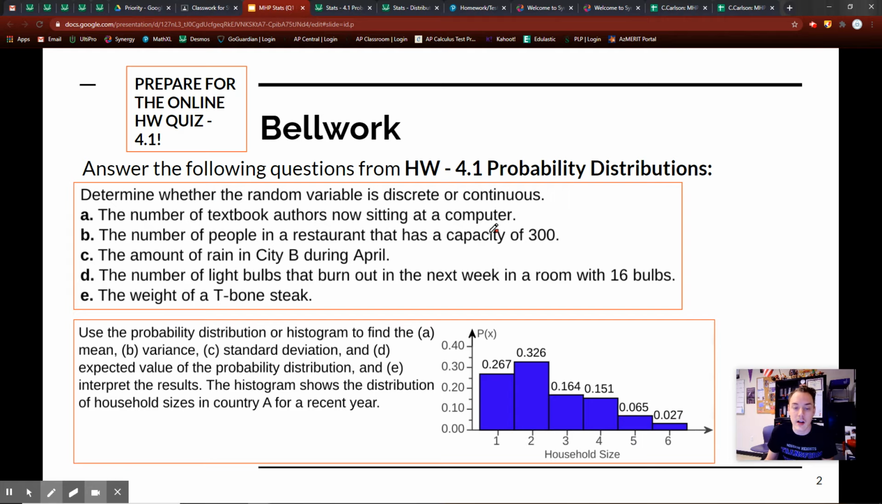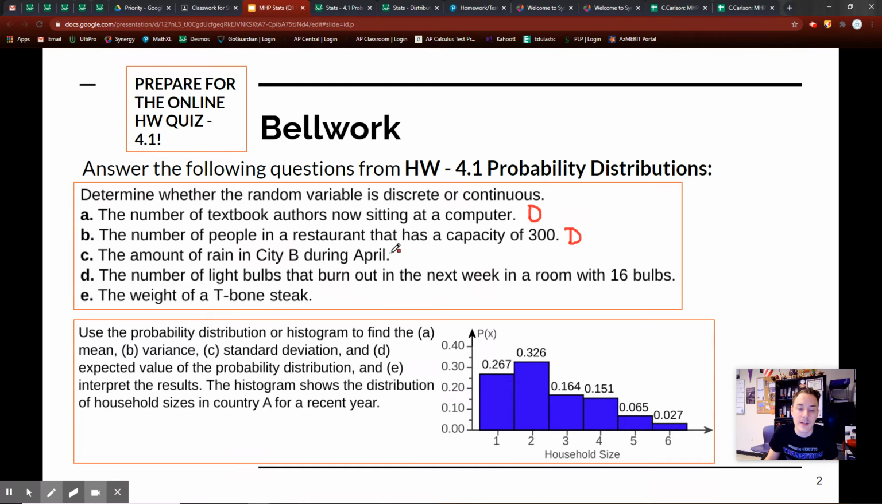Okay, the number of textbook authors now sitting at a computer. Well, can you have half of an author? No, so this is discrete. I'm going to put D there. B, the number of people in a restaurant that has a capacity of 300. Okay, well, that's also discrete because you can't have half a person.